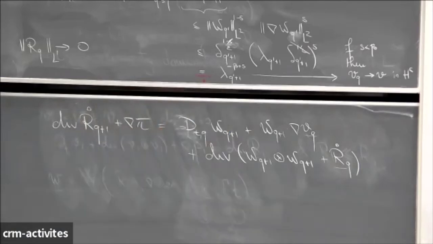Time for a quick question. You mentioned chopping up an H1 function into level sets. Is that related to the convolution error in other Nash schemes, or is it completely different?